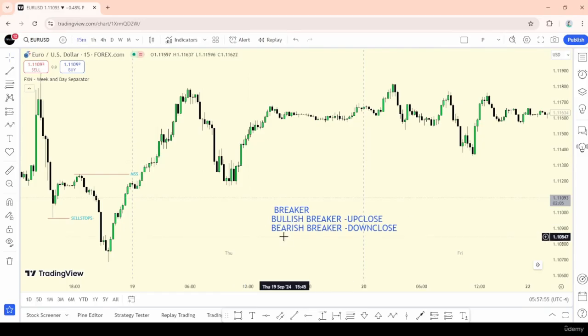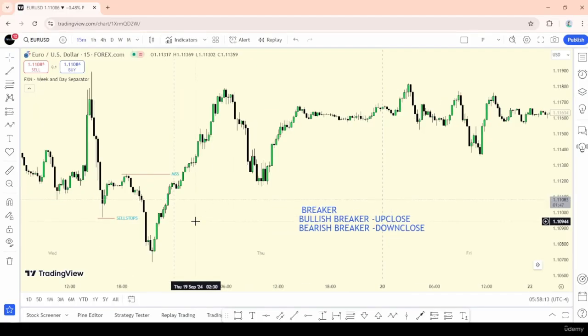But a breaker is a certain price range. A bullish breaker or a bearish breaker is a certain price range to which price has to come back or has to break. So a bullish breaker is an up close candle before a bullish move.